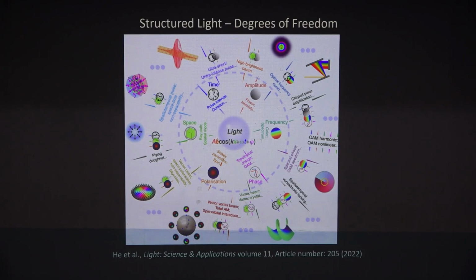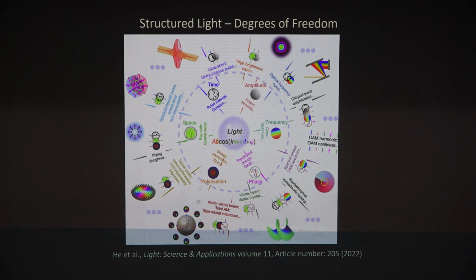Now, structured light. What do I mean by structured light? One of the important aspects is the degrees of freedom. So this is a wonderful representation of a light beam, which you can represent using this very simple equation, where essentially it has a term related to the wavelength and the frequency, and a phase. Now, by considering each and every part of this light beam, you will be able to tailor the properties of the light beam.